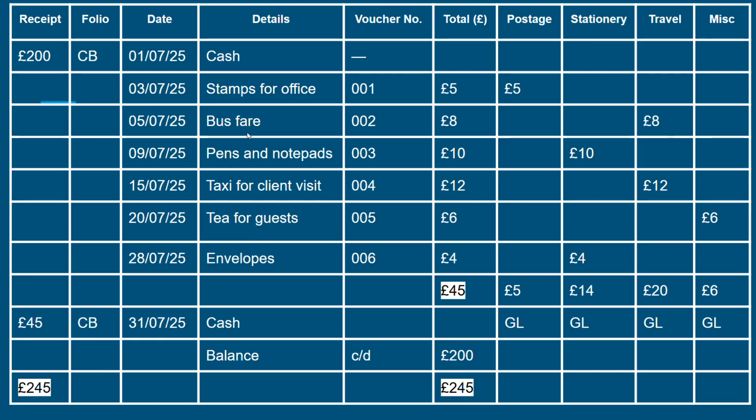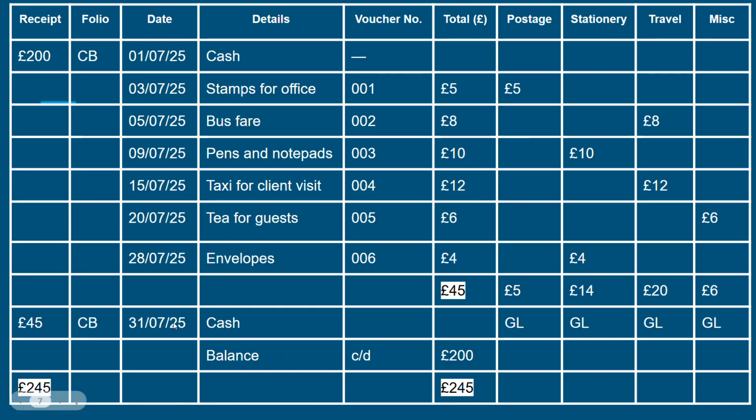Then we've got the rest, and I think we already classified them in the previous one. After that, we total everything. The total of the total was £45, with totals for postage and every other expense. Then we get to the end of the month, 31st of July, and we have to put in £45 into the imprest, so you see that in the receipt, and then every other expense total goes into your general ledger.